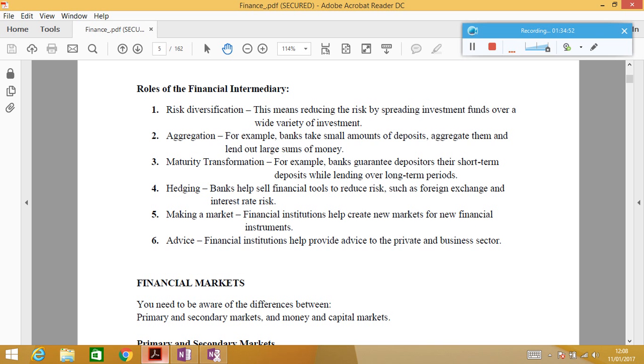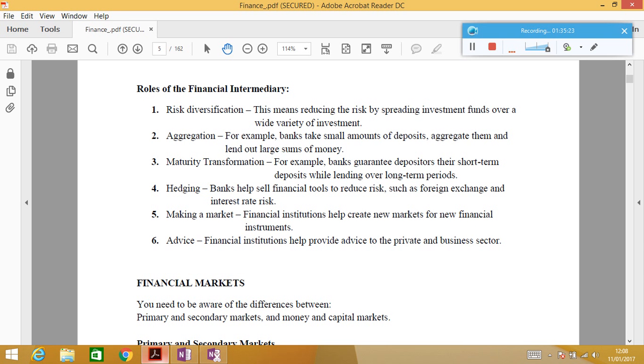Number 2. What is meant by aggregation, guys? Aggregation means you collect, right? Or you sum up, or you total up. That's called aggregation. Okay, in other words, aggregation we call cumulative, or you can say accumulate. Now, why does the bank do this aggregation?